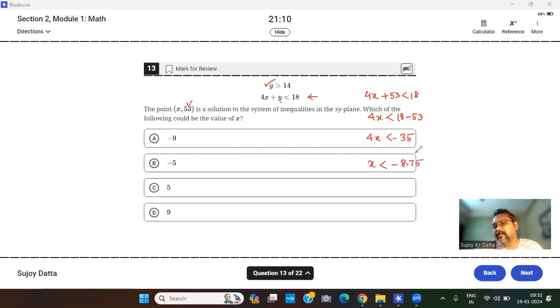It's just not 9 basically. It's just less than 8 point something. They're saying which of the following can be the value of x. So which of these is less than 8 point something? A is less than 8 point something. These are all greater than. So the answer is A.